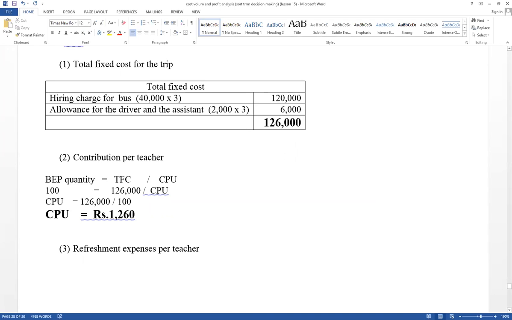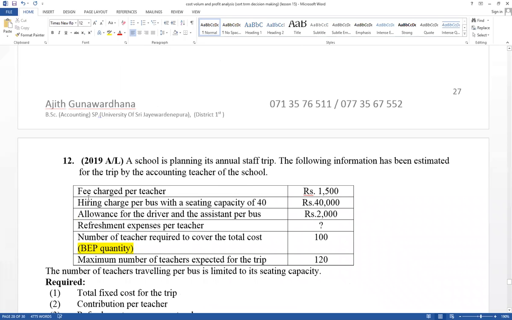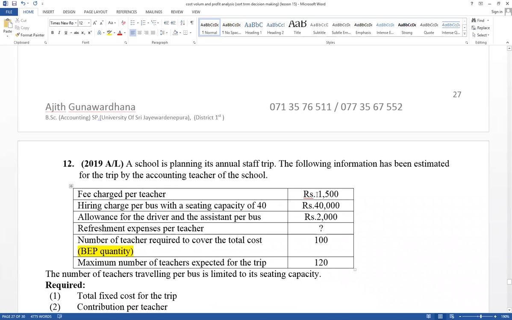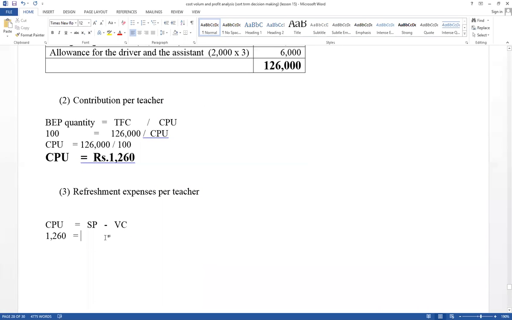How to calculate it? By using the contribution per unit equation. Contribution per unit equals selling price minus variable cost. Now we know the contribution per unit is 1,260, and the selling price we also know. As the selling price, you have to consider the fee charged per teacher, 1,500. Therefore, 1,500 should be considered as the selling price.